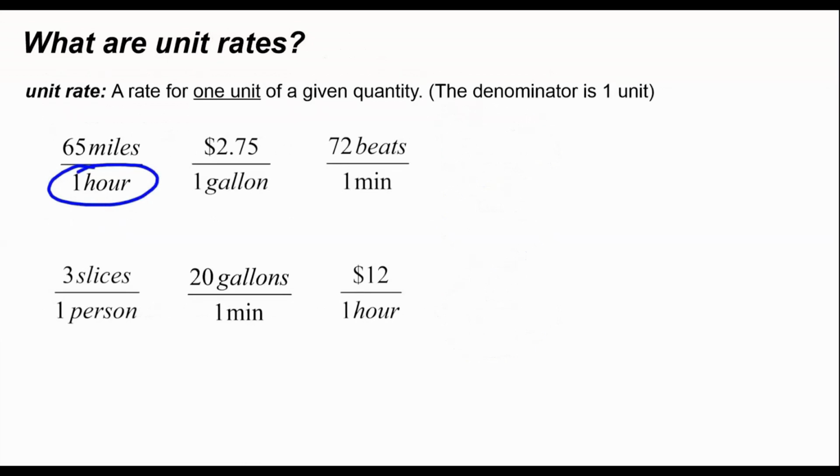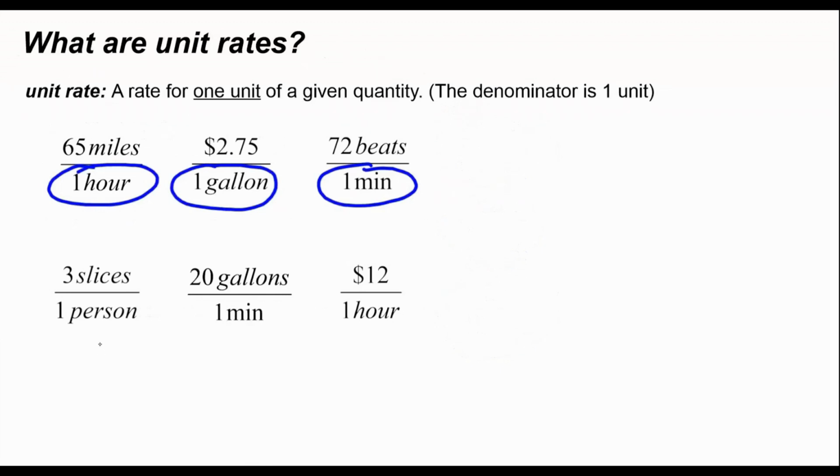$2.75 for every 1 gallon. So if we're talking about the price of gas, you might have seen that at gas stations. $2.75 tells you how much it costs for 1 gallon, or the cost of one of something. So $2.75 per gallon, we might say. Or a heart rate, 72 beats every 1 minute, or 72 beats per minute. So again, we're comparing the number of heartbeats to 1 minute. We're making the comparison to one of something, and that's what makes it a unit rate.